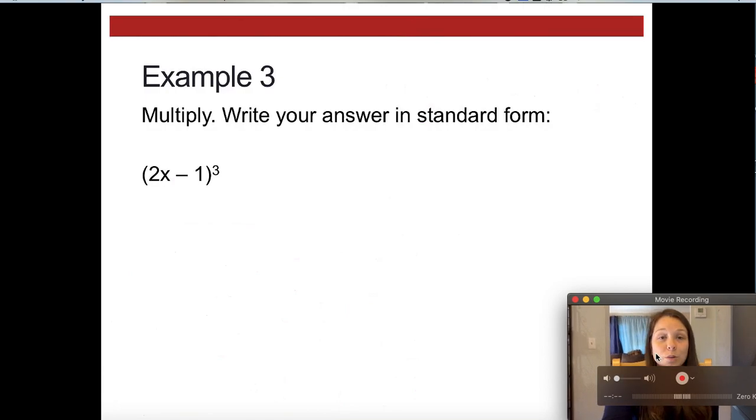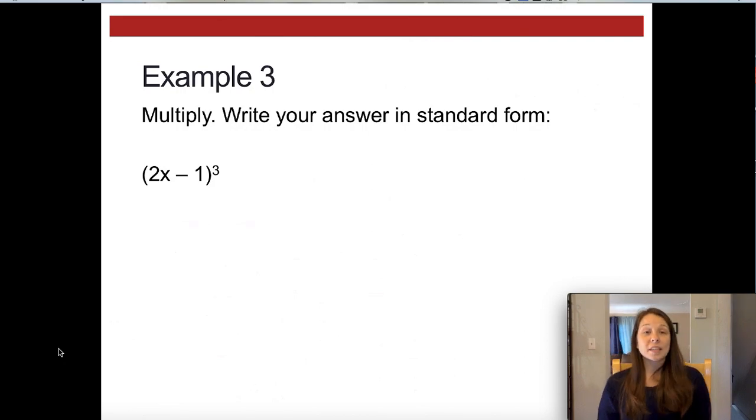Alrighty. So now taking a look at example 3. On this one, we want to multiply and we want to write our answer in standard form. So we have 2x minus 1 to the power of 3. With a problem like this, we have to remember, what does an exponent of 3 mean? That means we're taking that quantity and multiplying it by itself 3 times.